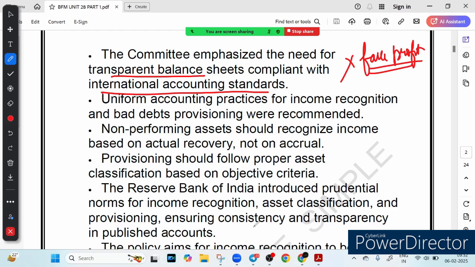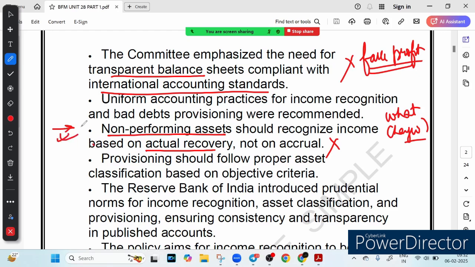The next pertinent question is, after the Narasimhan reform, what changed? Earlier, banks counted interest as income even if the borrower was not paying. What does the new rule say? If a loan is an NPA, that is, a non-performing asset, income should be counted only when it is actually received. This should be based on actual recovery, not on an accrual basis. This is the key point.